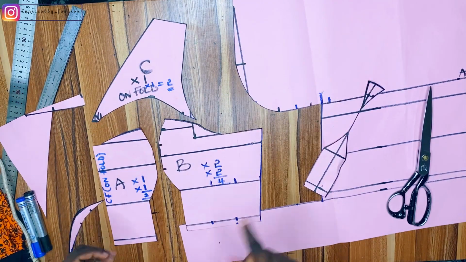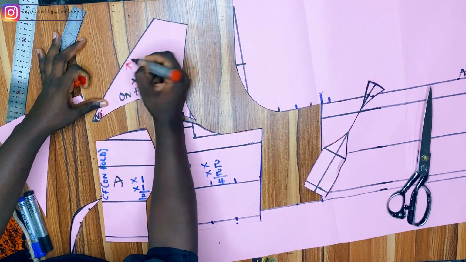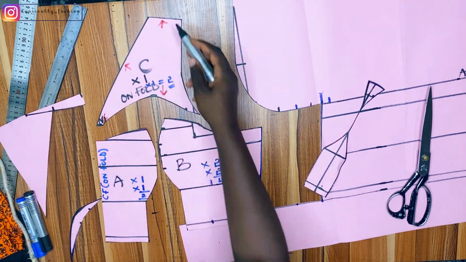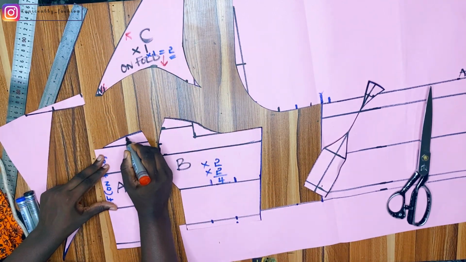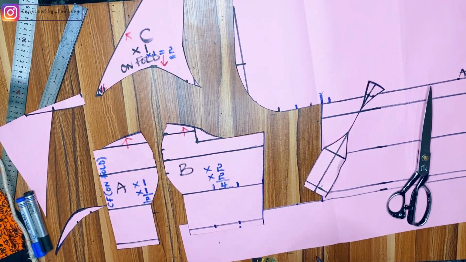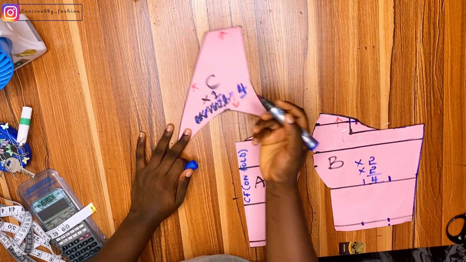It's just something very little, but just pay attention, okay? All the places I'm marking with my red marker are the places we're going to be adding 0.5 inch when we cut on fabric. So I am using my red marker to mark all those places. The next thing now is the correction.